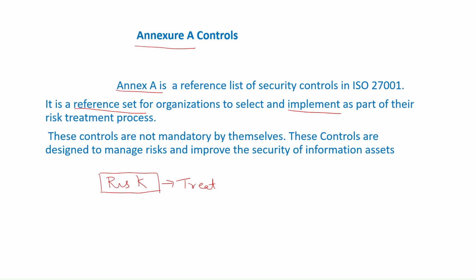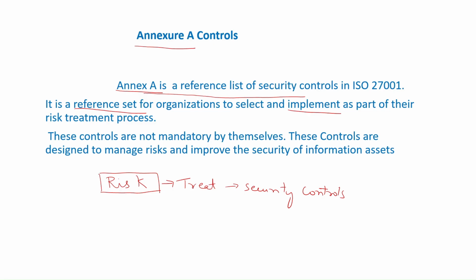How can you treat a risk? You have to implement certain security controls. Now, these security controls are defined in Annexure A. So, Annexure A is a reference list of security controls in ISO 27001. It is a reference set for organizations to select and implement any control as part of their risk treatment process.